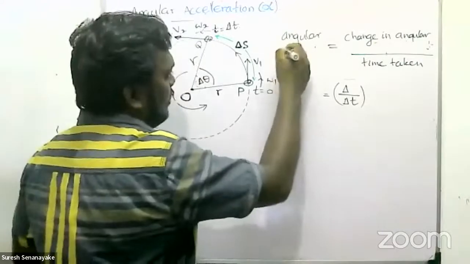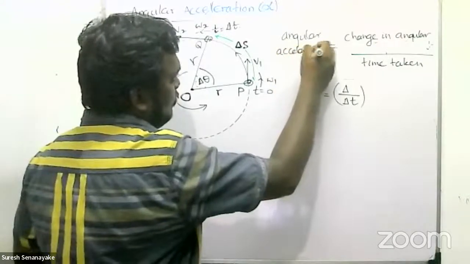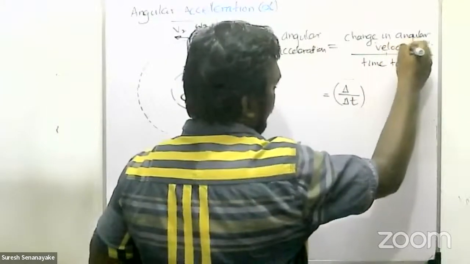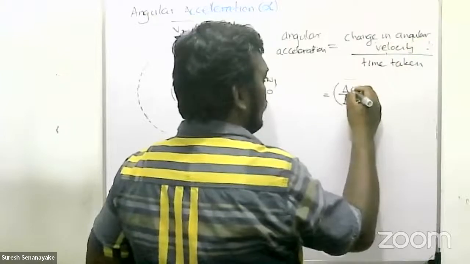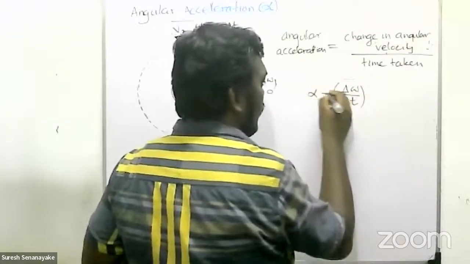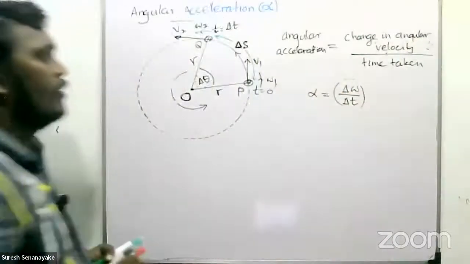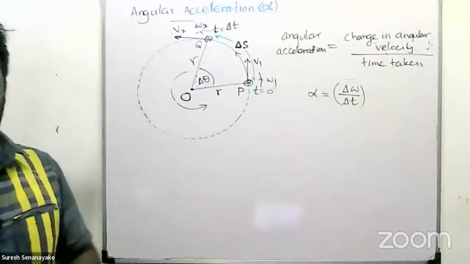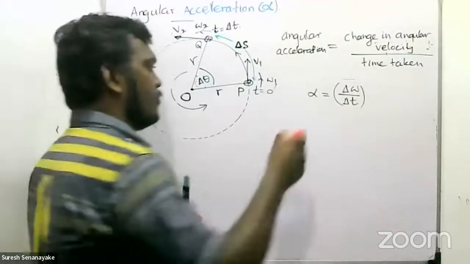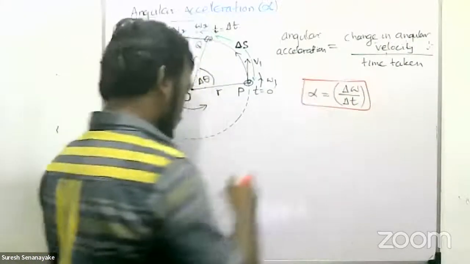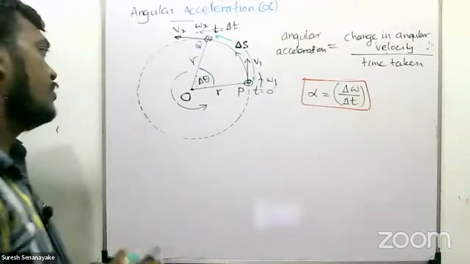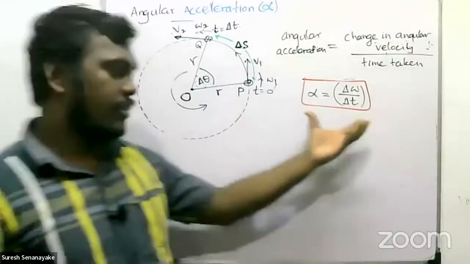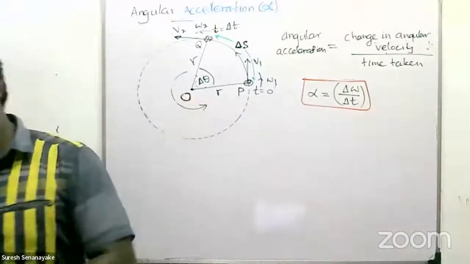In angular acceleration, you can write change in angular velocity by time taken. That's all. Alpha equals delta omega over delta t. That's your equation. This is the general equation for this. You don't need to draw this again. Actually, we can write only this one. We will draw this again for the other equations.